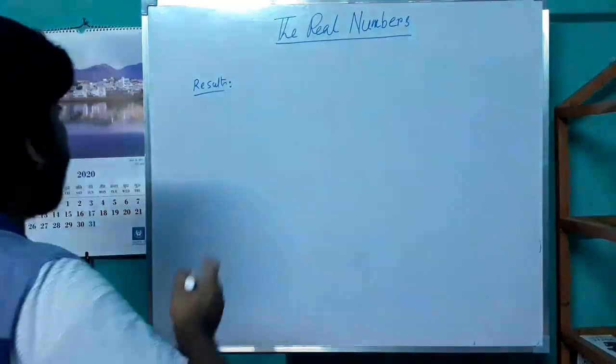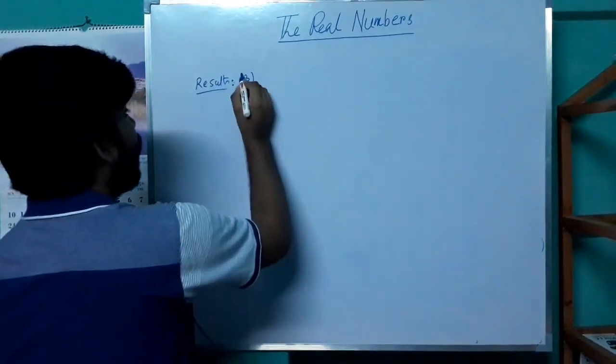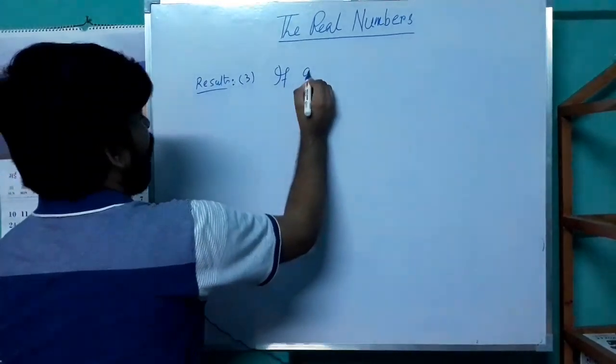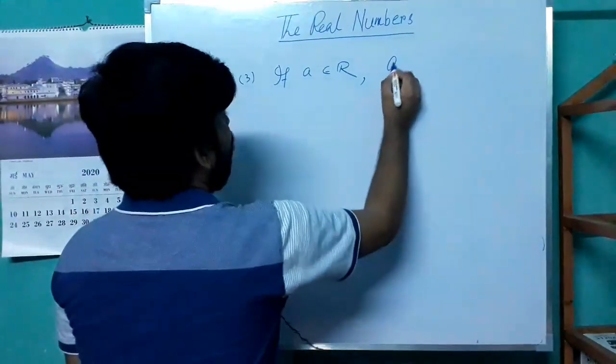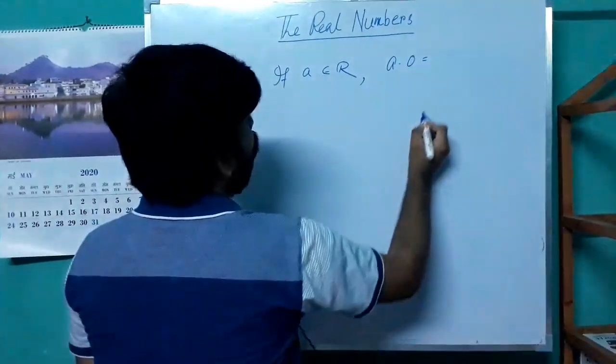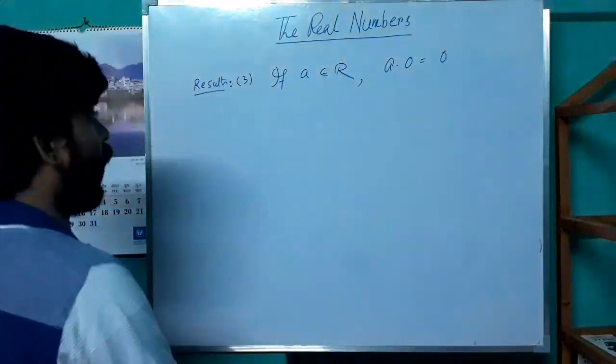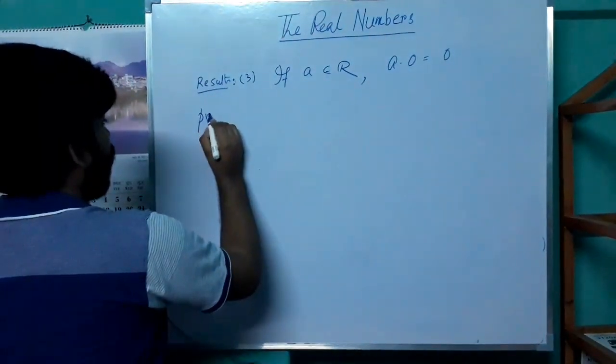Okay, so next result 3: if A is a real number, then A dot 0 equal to 0. Okay, so the proof of this result.